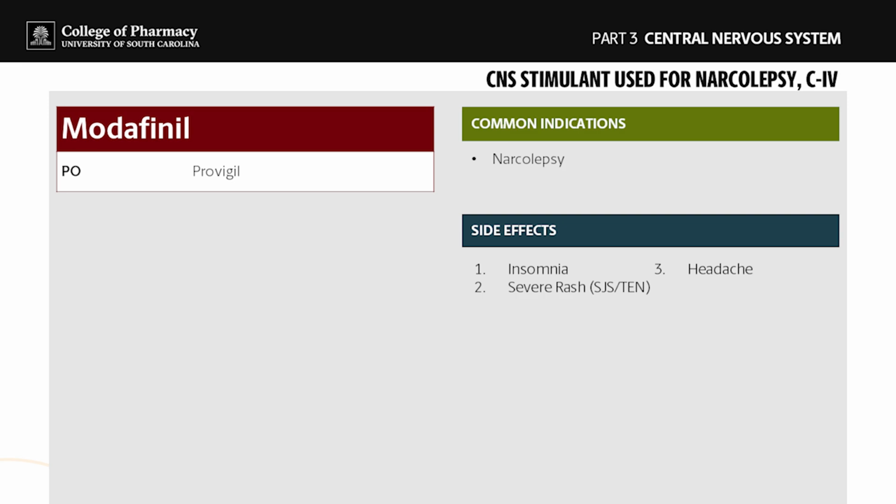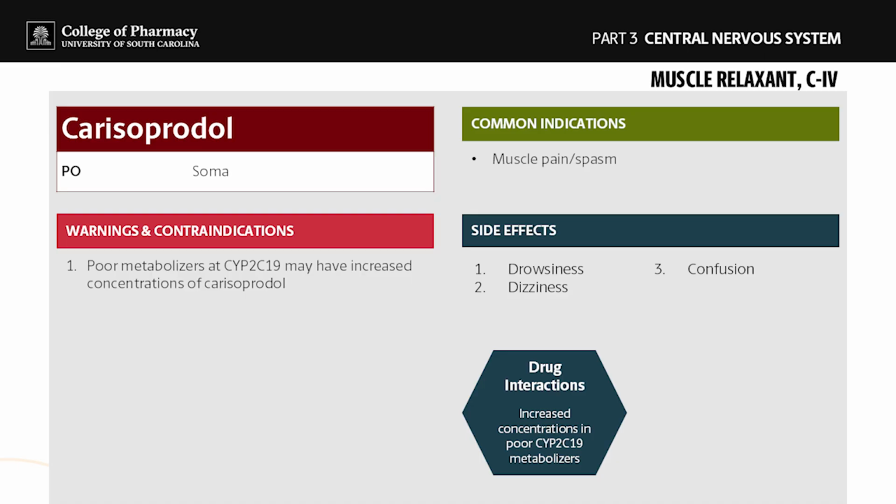Now, this is a CNS stimulant, modafinil, and the brand name is Provigil. It's a CNS stimulant, but it's used for narcolepsy. And I want you to look at something. It's a scheduled drug, but it's a Schedule IV drug. Some side effects of this drug are insomnia, which you would think because it's used for narcolepsy, and severe rash, Stevens-Johnson syndrome, and headache.